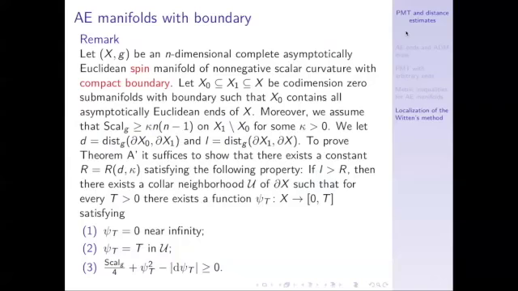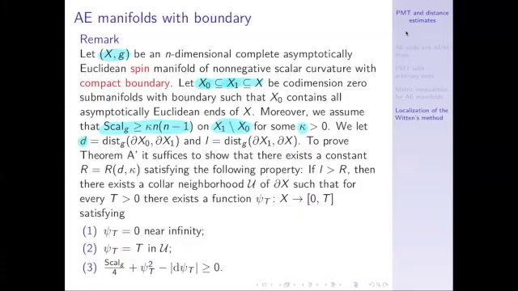So now let's get back to theorem A prime. Remember that X is a complete asymptotically Euclidean spin manifold with compact boundary, and we have our codimension zero submanifolds with boundary such that these inequalities are satisfied. Moreover, we assume that there is a positive constant kappa such that the scalar curvature is greater or equal than kappa n times n-1 on x1 minus x0, and the scalar curvature is non-negative globally.